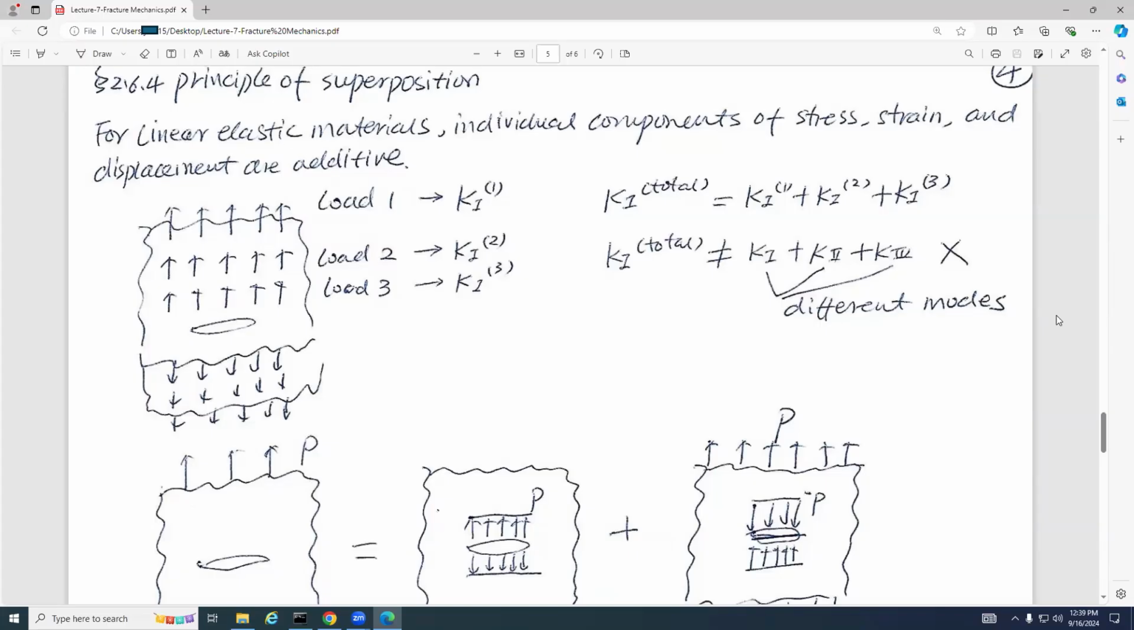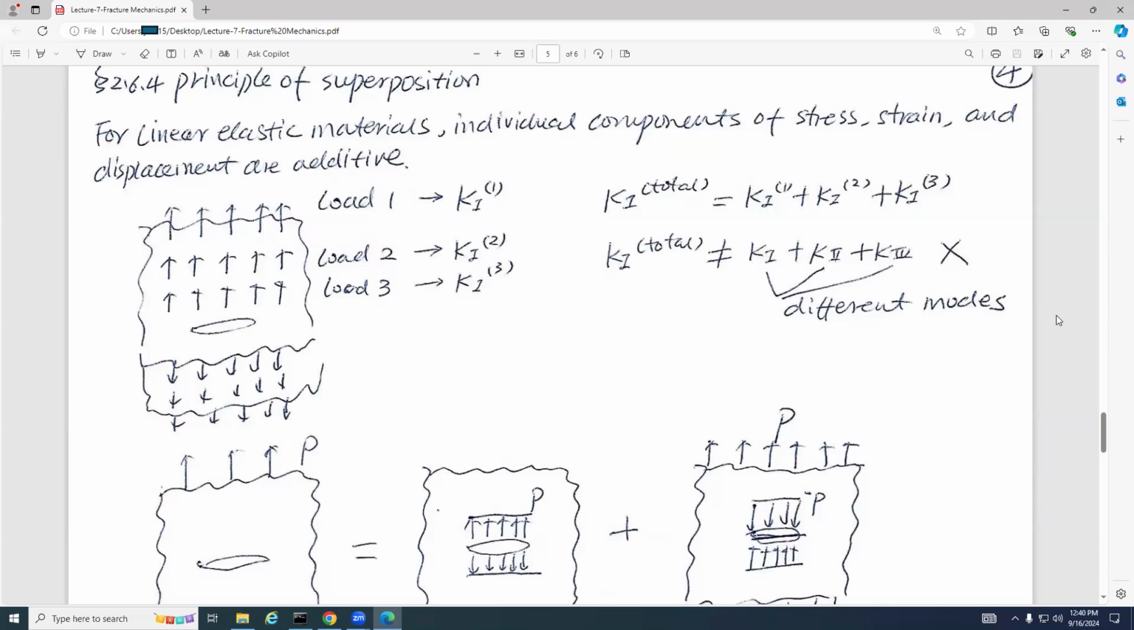For load two, only load two. No load one, no load three, only load two. If you apply load two only, you can have Ki2. And the same thing for load three, and you have Ki3. It means that when you apply these three loads together simultaneously, your Ki total will be the addition of these three that you obtained by individually applying each of these loading conditions on the specimen.